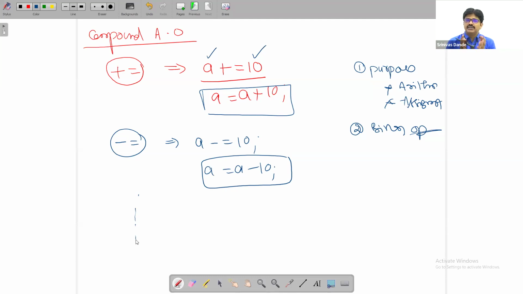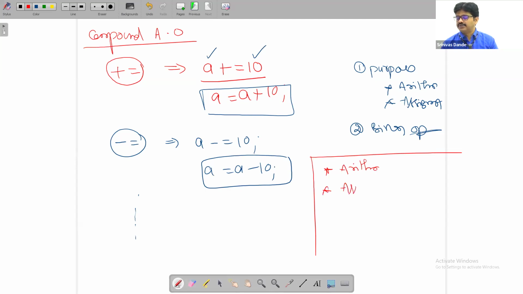In this, which is happening first? Two operations happening, arithmetic and assignment. Arithmetic happening first or assignment happening first, guys? First arithmetic happens and then assignment happens, right? Combination of two. Simple, labs will work out on this.